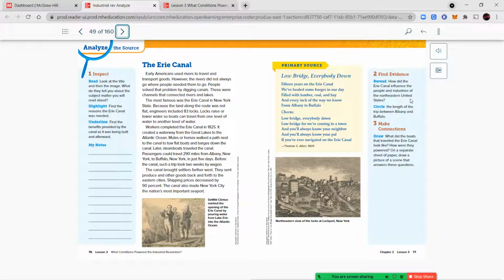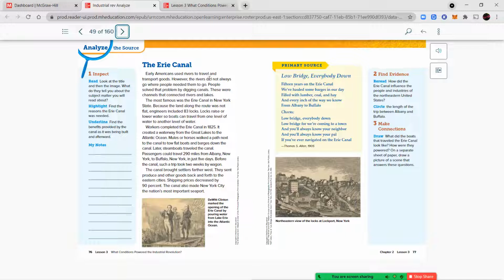Then for part 2, where it says find evidence, reread, how did the Erie Canal influence people and industries of the northeastern United States? Circle the length of the trip between Albany and Buffalo, and then draw. What did the boats that traveled the Erie Canal look like? How were they powered? So you don't need to do it on a separate piece of paper. You can draw it kind of in the space below under the picture in your workbook, or you can do it in your notebooks. Let's go ahead and read about the Erie Canal.